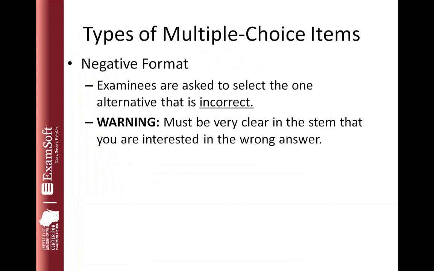Another type of multiple choice item is the negative format, and this is the one where examinees are asked to select the alternative that is incorrect. Generally, we want to avoid using this type of item. Negatively worded stems sometimes can be very confusing for examinees. However, there are instances in which this type of item may be useful. Perhaps a situation where there are multiple good answers, and you would like the student to identify the one that is not a very good answer. We find that these items sometimes are useful on our math test.